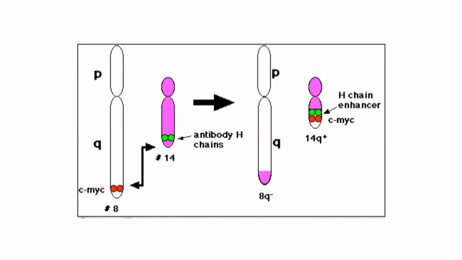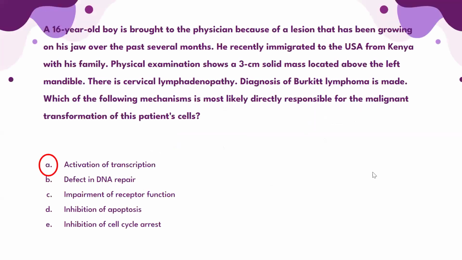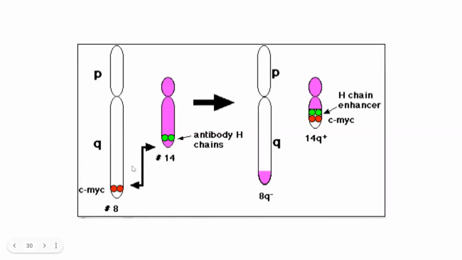And this tumor manifests usually around the jaw. That's where the Burkitt lymphoma usually manifests. And yeah, that's pretty much the explanation of what a translocation is and what exactly happens. So the answer is activation of transcription, and this would be CMYC. So CMYC would just be transcribed and transcribed over and over again.